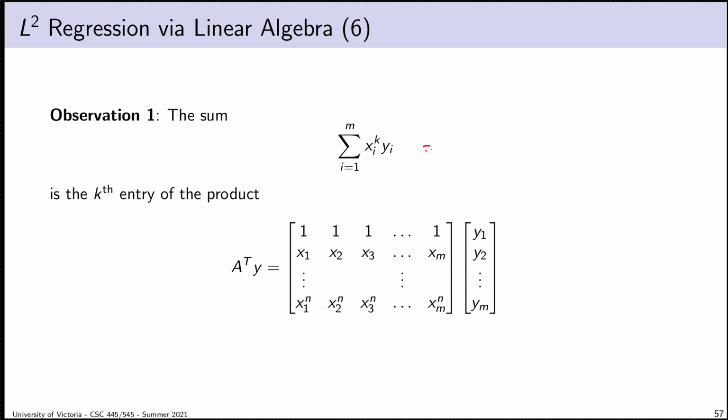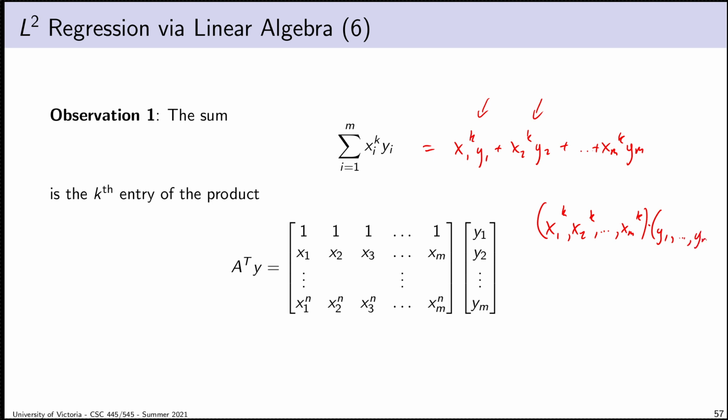What I observe from this sum is that it will equal x1 to the k times y1 plus x2 to the k times y2, and all the way up to xm to the k times ym. Notice that the power that I'm taking remains the same the whole time. It's always k. And therefore, if I try and separate this out into a dot product, because this sum looks a lot like a dot product, I end up with the following: x1 to the k, x2 to the k, and so on up to xm to the k, dot y1 up to ym.